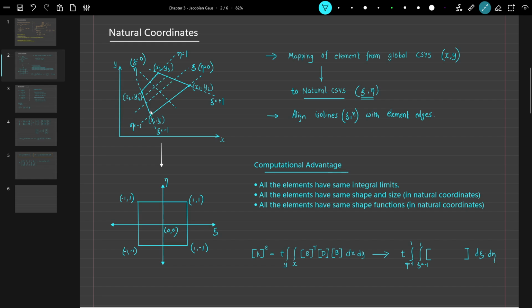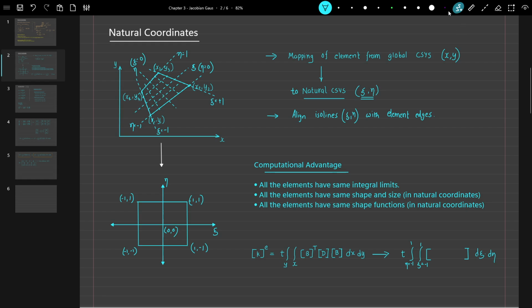Okay. So these are basically isolines. So you can say this is zeta equal to 0.5, this is zeta equal to -0.5, similarly eta equal to 0.5 and eta equal to -0.5. So basically these limits are important, okay: -1 to 1 for zeta and -1 to 1 for eta.